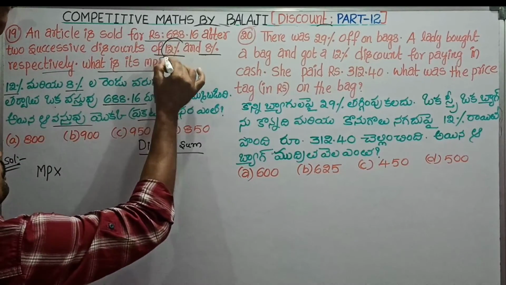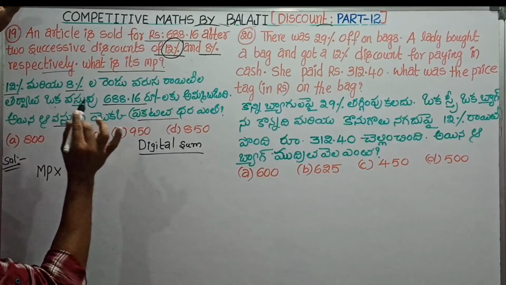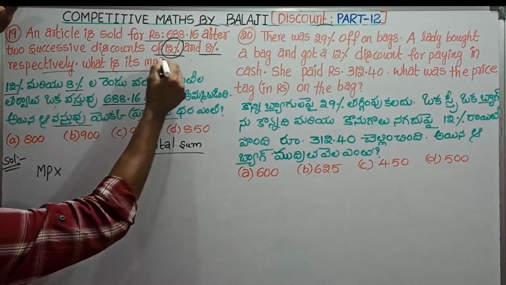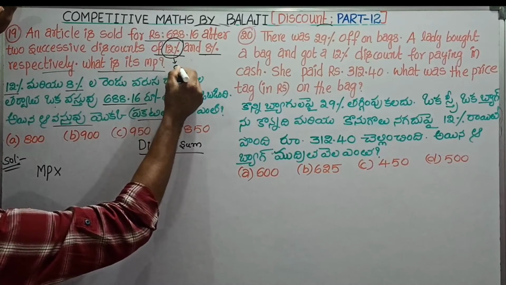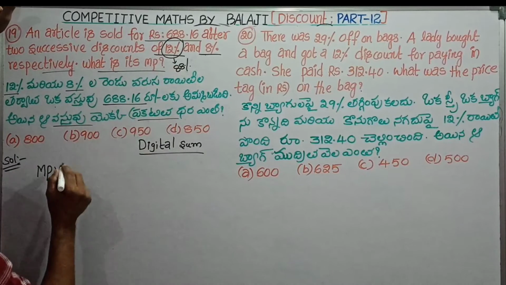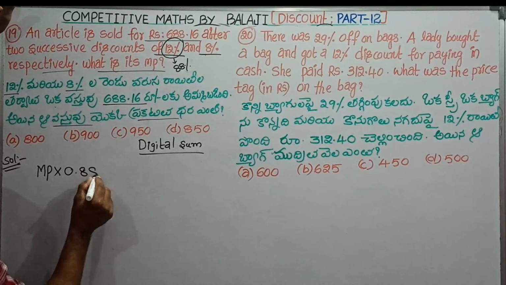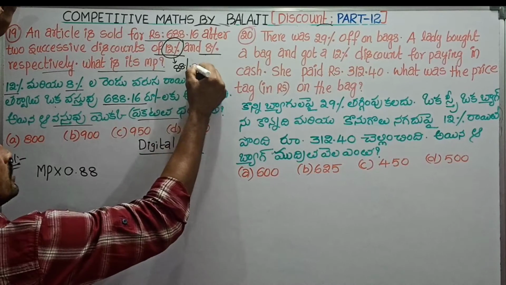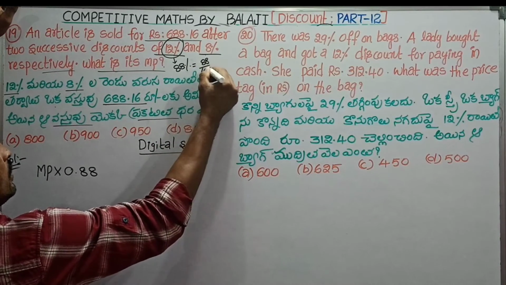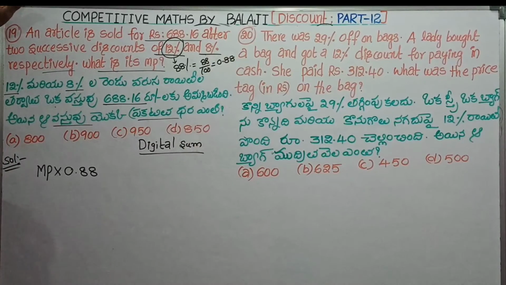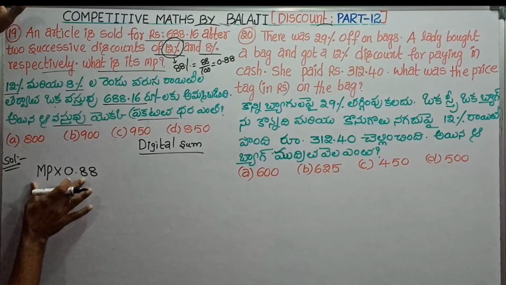He allowed 12% discount. 12% discount means for every 100, 12 rupees less. So the article is sold at only 88% of market price. 88% can be written as 0.88, since 88 by 100 is 0.88. So this is the reduced price.